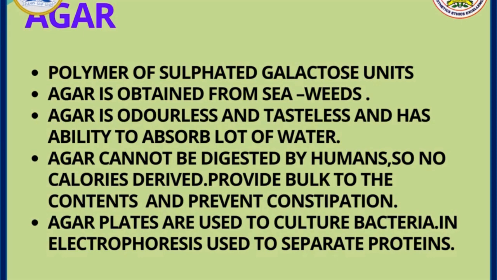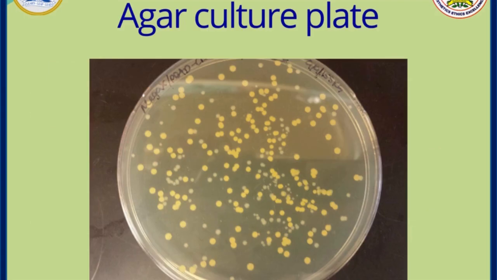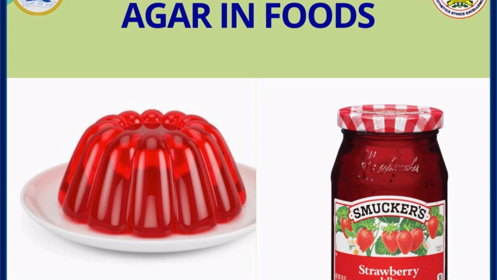Agar is a polymer of sulfated galactose units which is obtained from seaweeds. Agar is odorless and tasteless and has the ability to absorb a lot of water. Agar plates are used to culture bacteria in microbiology. As agar is not digested by humans and no calories are derived, it is used as a bulk agent to prevent constipation.